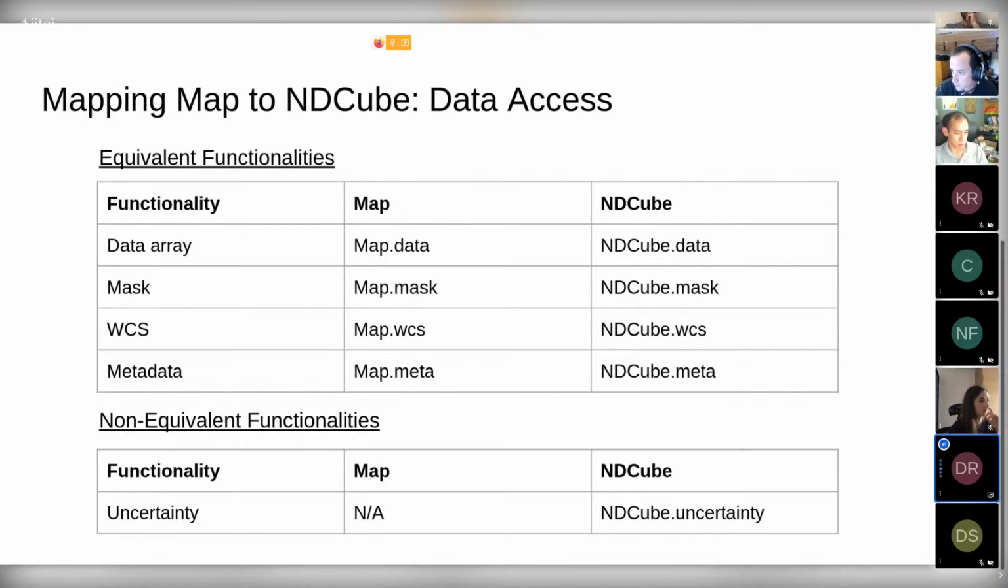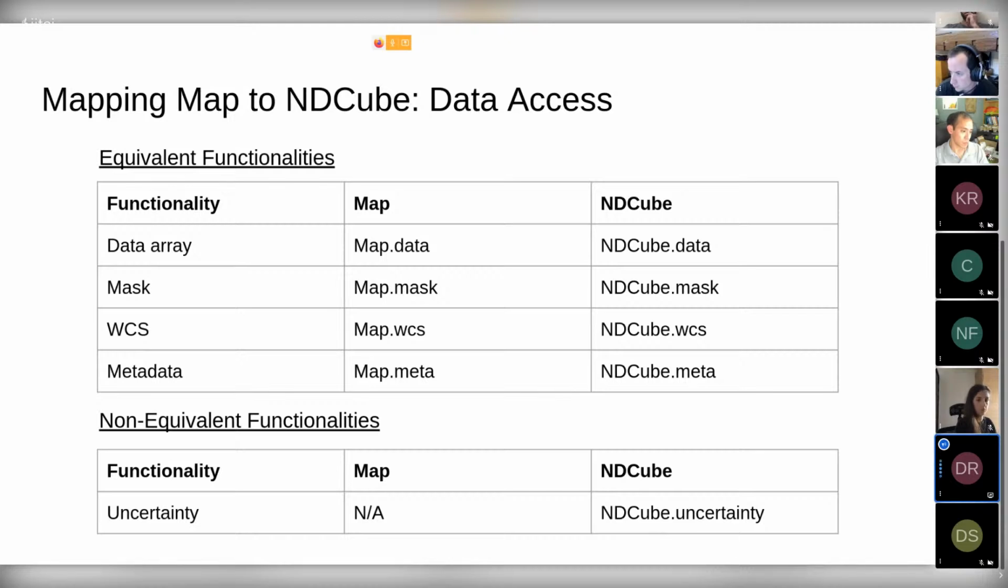Okay, so I've got a few different areas here, explicitly mapping between map and NDCube. The first category is data access. These tables just show what's common and how to access common things. So your data array in both cases is .data. Your mask in both cases is .mask. You can access WCS information via .wcs, and metadata is .meta. Again, as Stuart mentioned before, this is because both of these objects inherit from Astropy NDData.